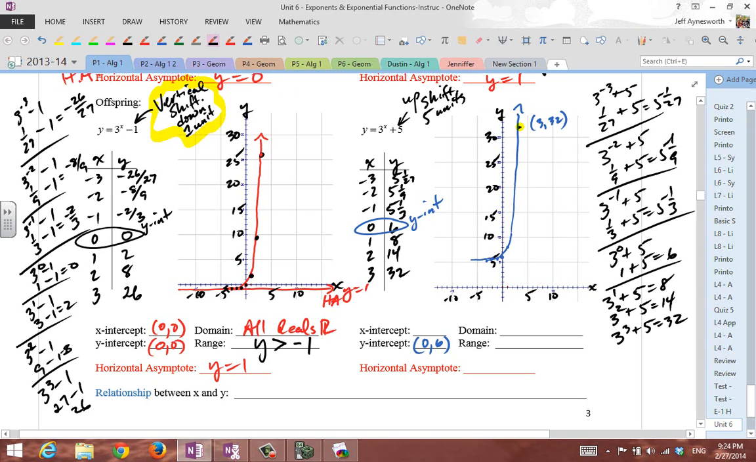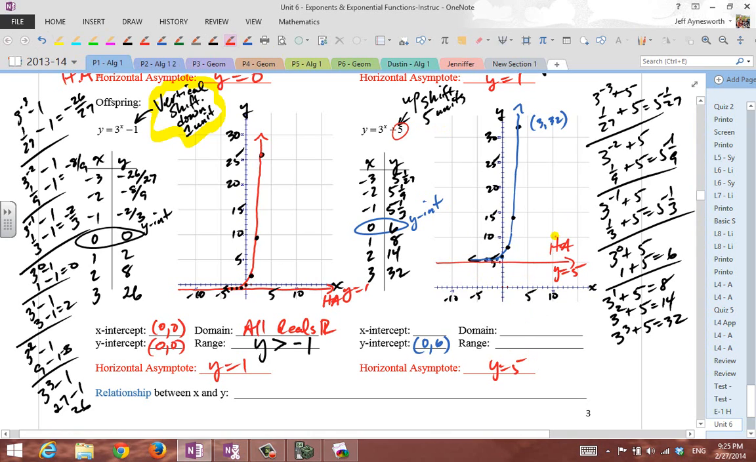All right, so let me highlight these points. I plotted that one, and 1, 8, that one. 2, 14, that one, and all the rest. There we go. And the asymptote's changed too. Guess what? It's an upshift. Everything's been shifted up, including the horizontal asymptote at y equals 5. So remember that. Expect that.